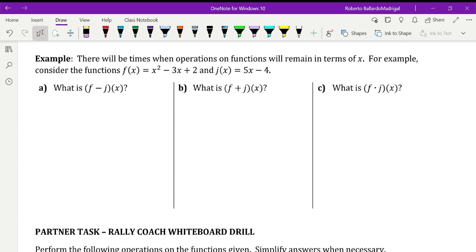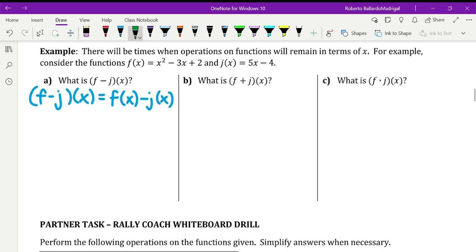In part A, suppose we want to find the difference, f minus j of x. Well, let's use our notation. F minus j of x is the same as what? Based on our notes, f minus j of x is the same as f of x minus j of x. Okay. We are going to replace the equation that f of x is equal to and the equation that j of x is equal to as well.